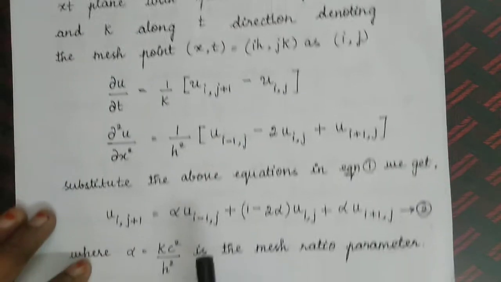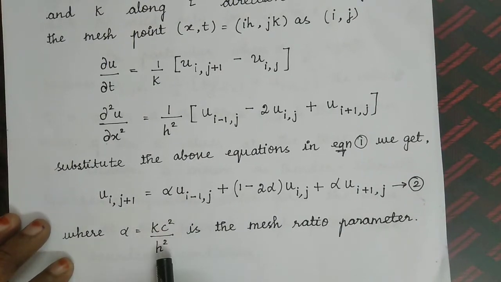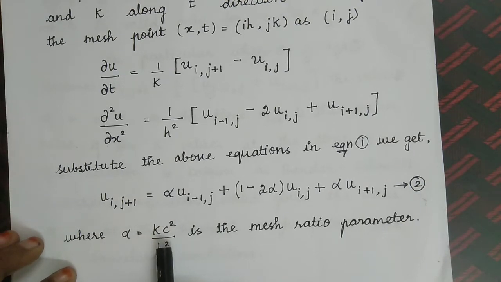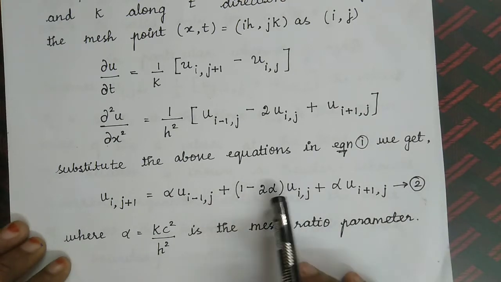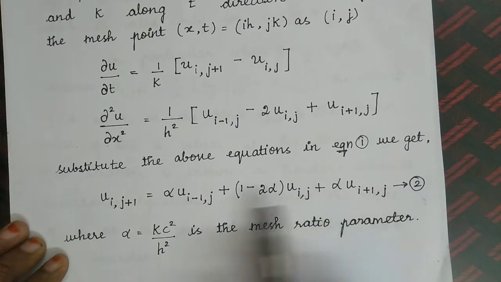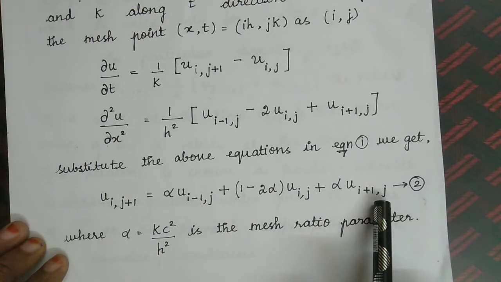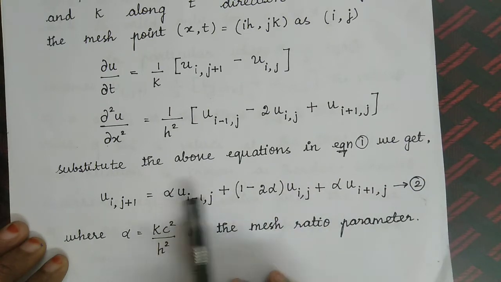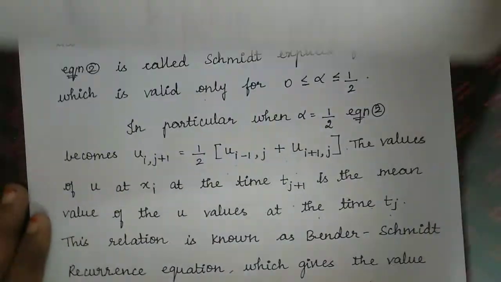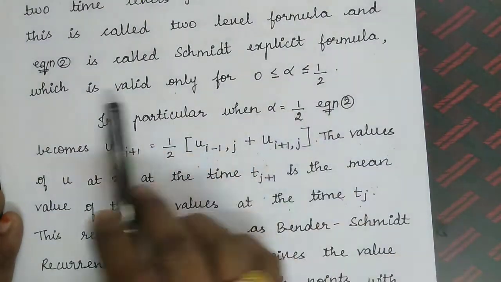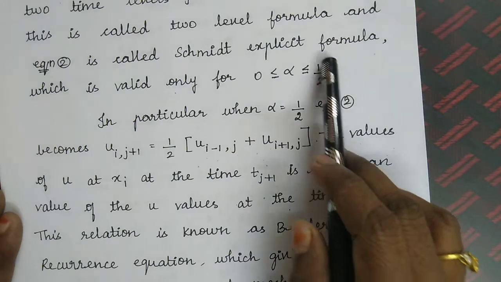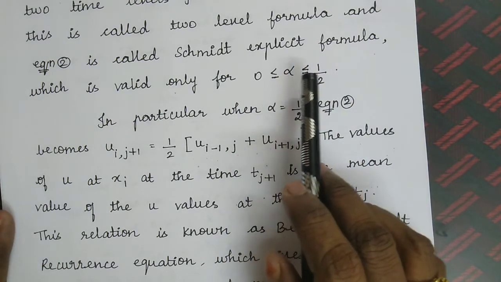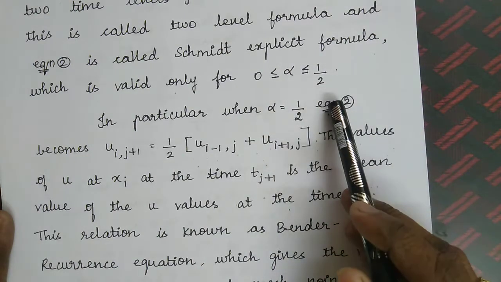Here we are going to use a condition. The condition is that α = k c²/h². This value α is called the mesh ratio parameter. For the Bender-Schmidt method, the parameter is α. Look at equation 2. Equation 2 is called the Bender-Schmidt formula or explicit formula. Here we have the parameter α, and based on the value of α we are doing the problem. This formula is valid only for 0 ≤ α ≤ 1/2. So, when can we use the Bender-Schmidt result? Only when the parameter takes a value from 0 to 1/2, we can apply the Bender-Schmidt result.